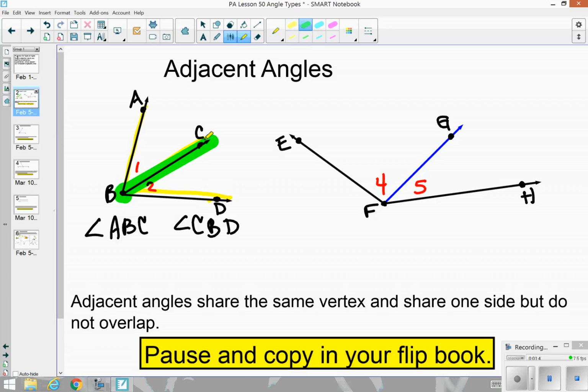All right, and just like this other angle, if we look at it, we have angle EFG, and it is adjacent to angle GFH. And again, we can see that the common vertex is right there, F, and the side that they share next to each other is G. So they are adjacent angles that share the same vertex and share one side but do not overlap. Go ahead and pause and copy this into your flipbook.